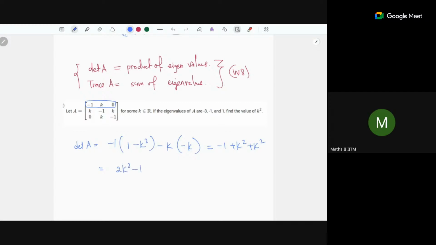Now, because the eigenvalues are minus 3, 1, minus 1, and 1, what will be the determinant of A? Because it's the product of eigenvalues, it will be 3, right? Now equate 3 with this, and you will get k squared is equal to 2. So we used the property that the product of eigenvalues is nothing but the determinant of a matrix.